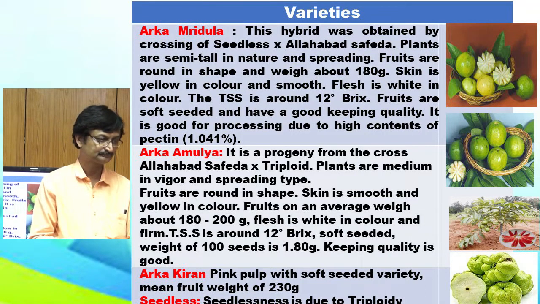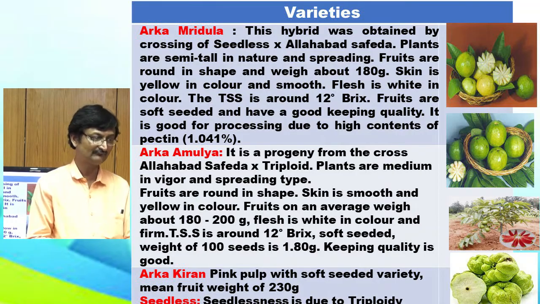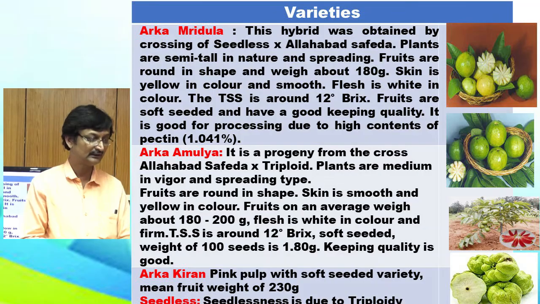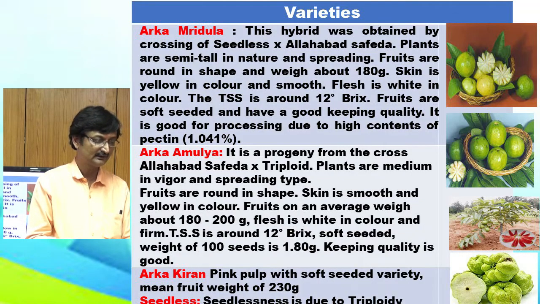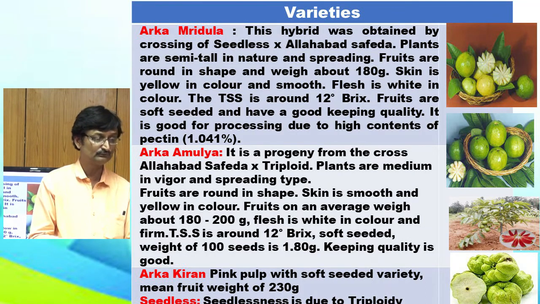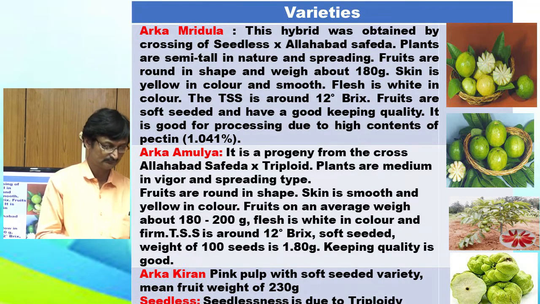Arka Mridula. This hybrid was obtained by crossing Seedless with Allahabad Safeda. Plants are semi-tall in nature and spreading. Fruits are round in shape, weighing about 180 gram. Skin is yellow in color and smooth. Flesh is white in color. TSS is around 12 degrees Brix. Fruits are soft seeded and have good keeping quality. It is very good for processing due to its high pectin content, about 1.04%.